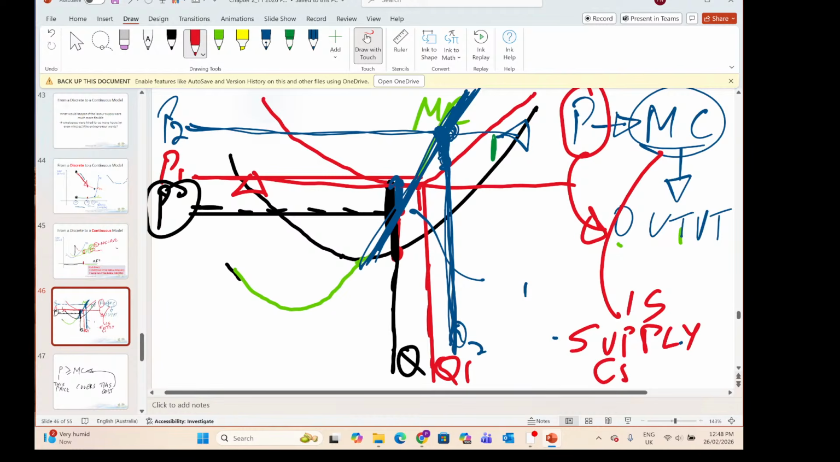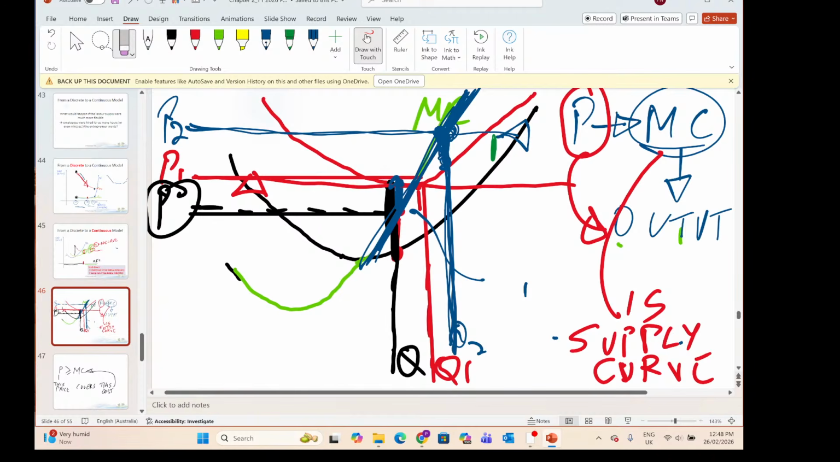So how do we know how many to supply? We know how many to supply by finding the price and going out to our marginal cost curve. So that marginal cost curve is telling us how much to make.